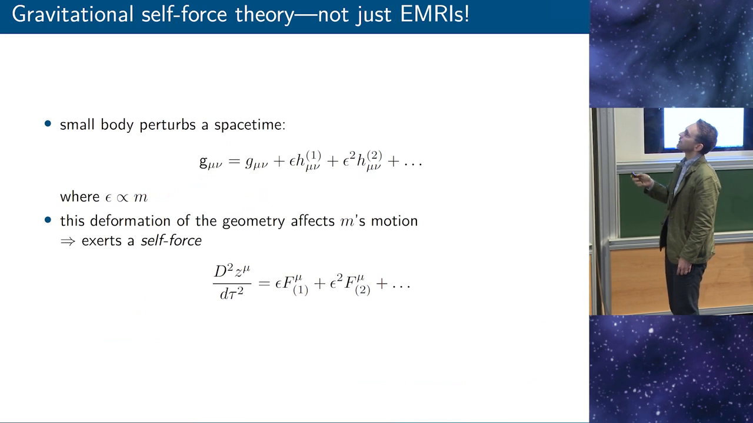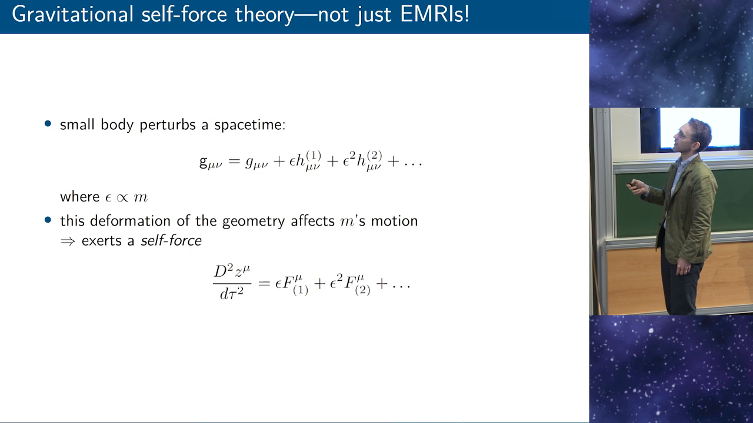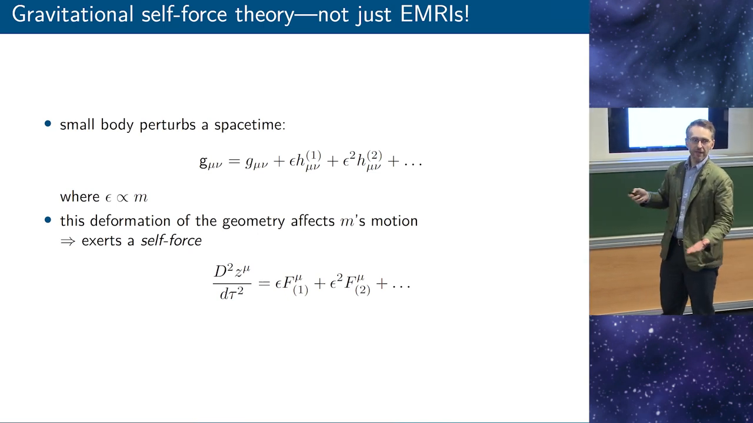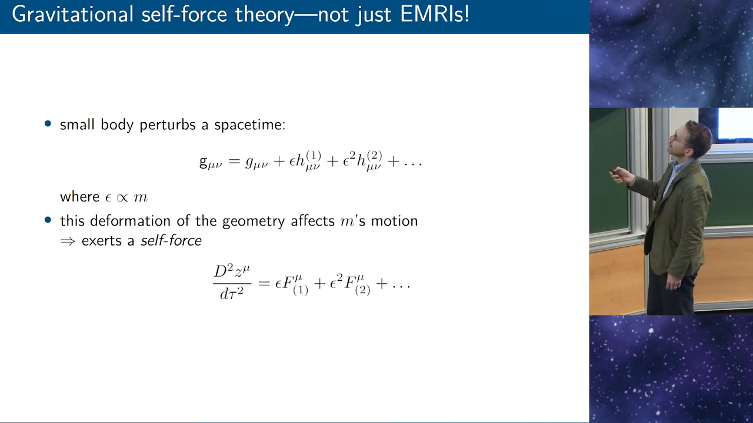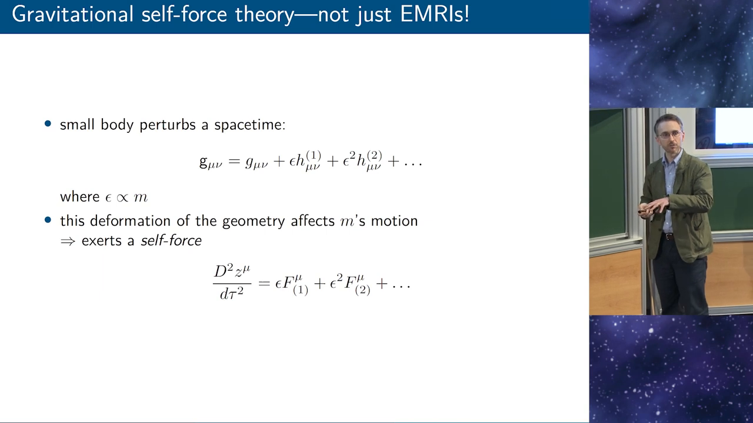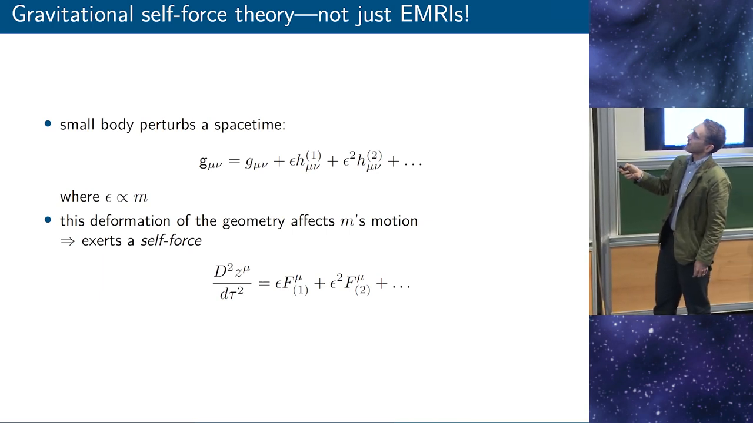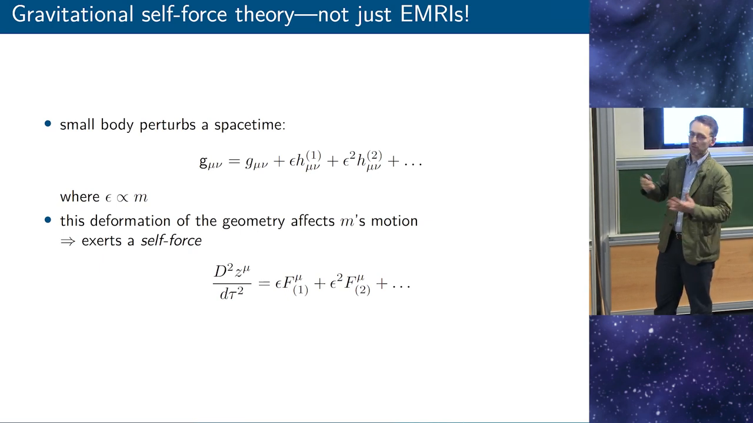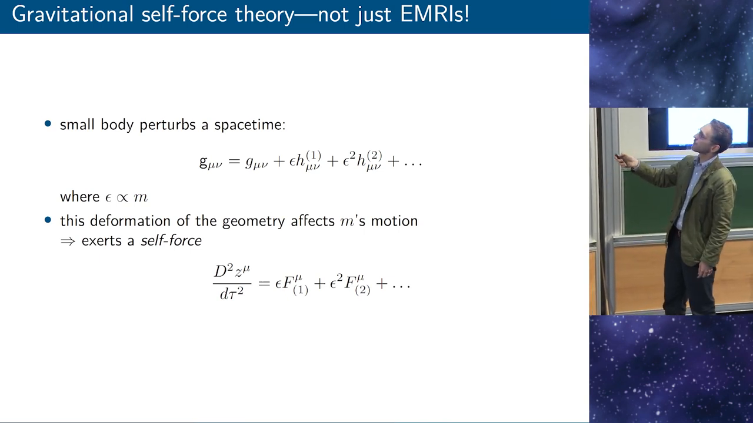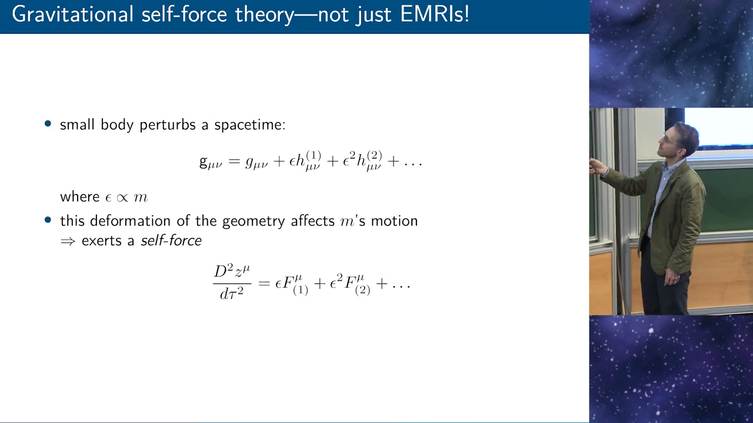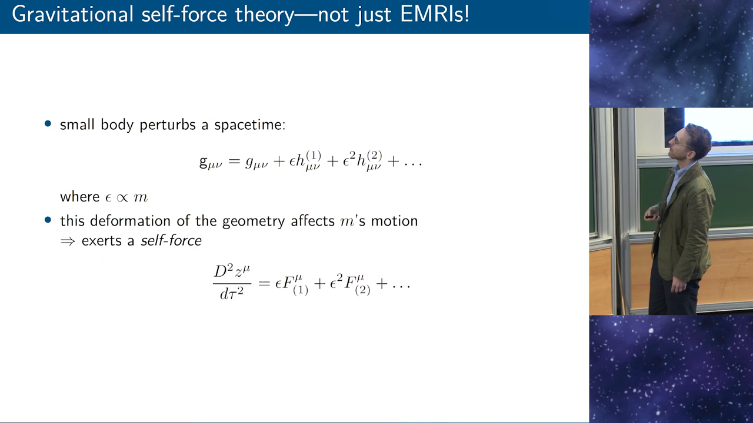I want to emphasize that self-force theory is not just a way of modeling EMRIs. It's a general method of tackling the Einstein equations. We imagine having an exact spacetime that consists of a background spacetime plus perturbations due to a small body in the spacetime. This background can be anything. It doesn't have to be the background of a big black hole, but in a binary, this will be the spacetime of the larger body as if that body were isolated, unaffected by the small body, and then you add perturbations due to the small body. This quantity epsilon is proportional to the mass of the small body.